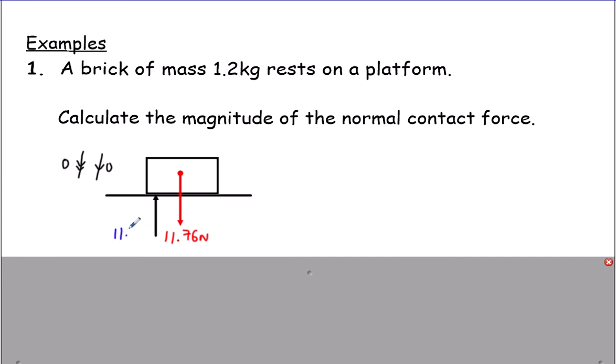So, the contact force upwards must be 11.76 newtons as well. Very, very simple, equal to the weight.